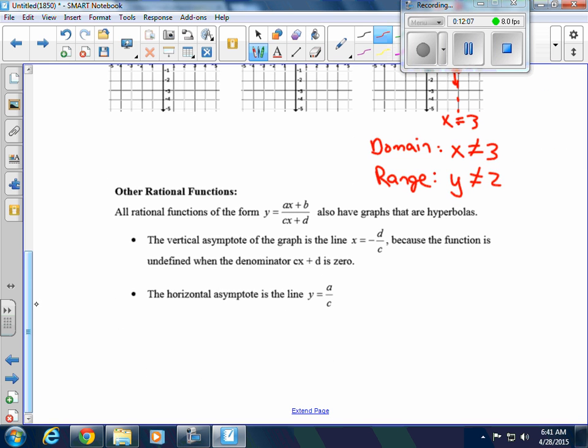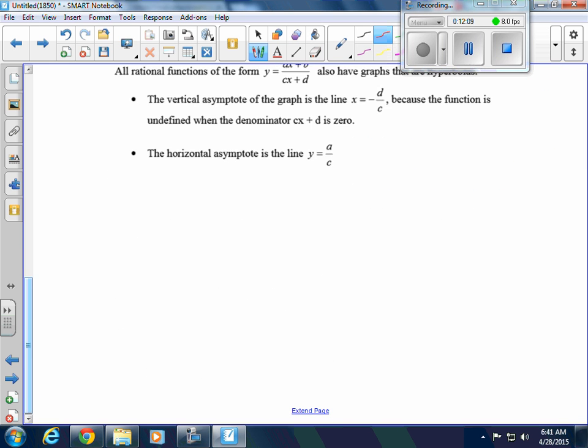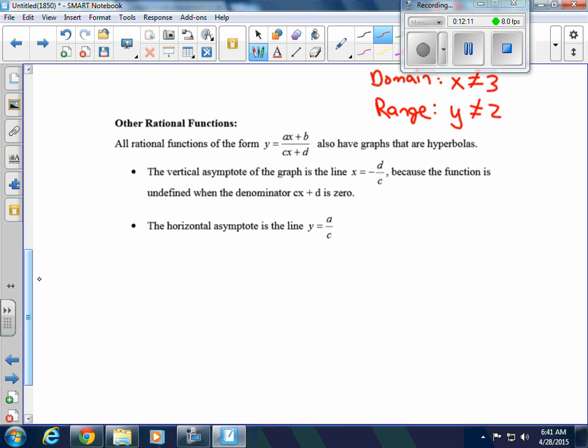So the next thing we're going to talk about is other types of rational functions. All rational functions of this form also have graphs that are hyperbolas. If we see this, y equals some function in the numerator and some function in the denominator, so y equals (ax + b) over (cx + d), the vertical asymptote of the graph is the line x equals negative d over c.